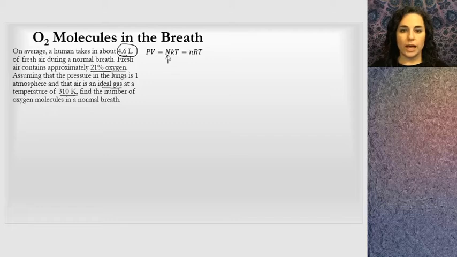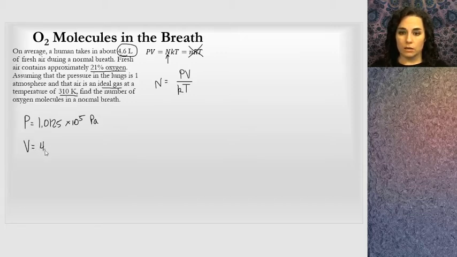Okay, so we want N. They don't care about number of moles, so I'm not going to use that form of the equation. I'm just going to solve this for N. N equals pressure times volume over K times temperature. There is 1 atmosphere pressure, so I know pressure equals 1.0125 times 10 to the 5th pascals. I'm going to put it in SI. The volume is 4.6 liters. And I know that 1 liter is 0.001 meters cubed, so I can get the meters cubed and SI out of there.